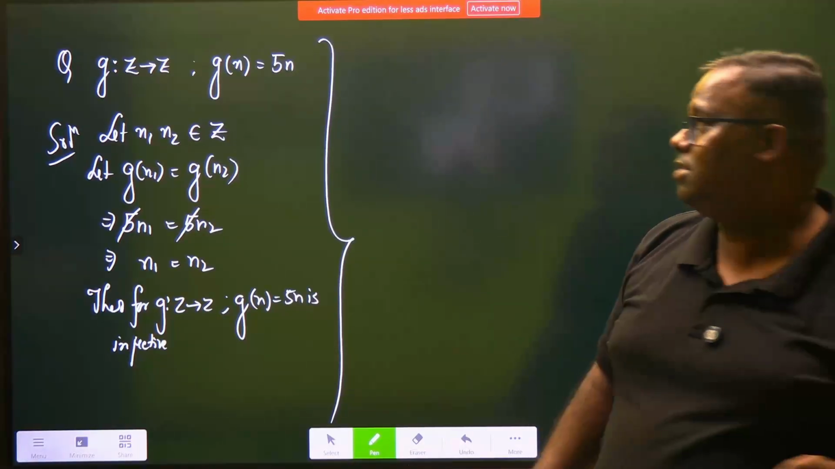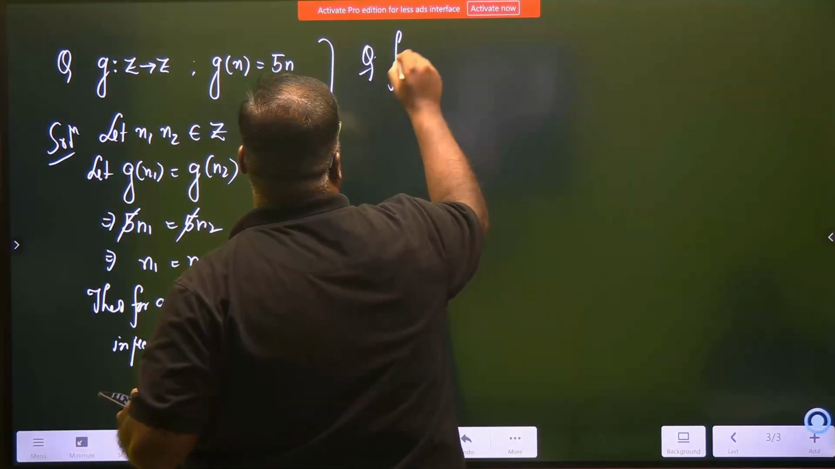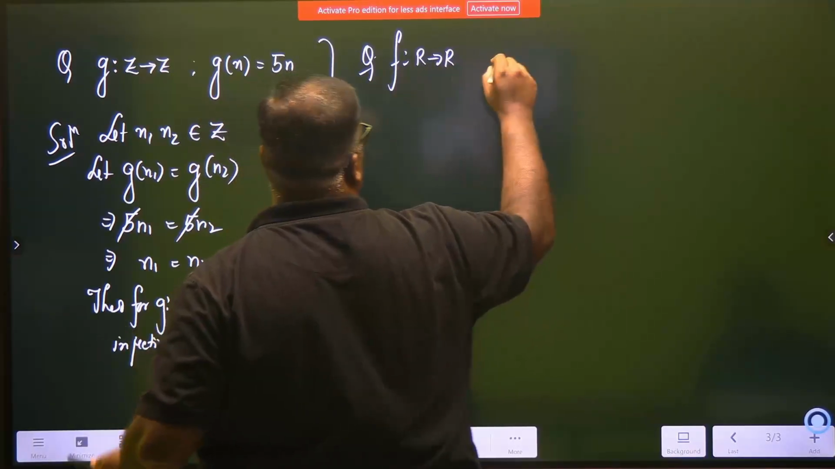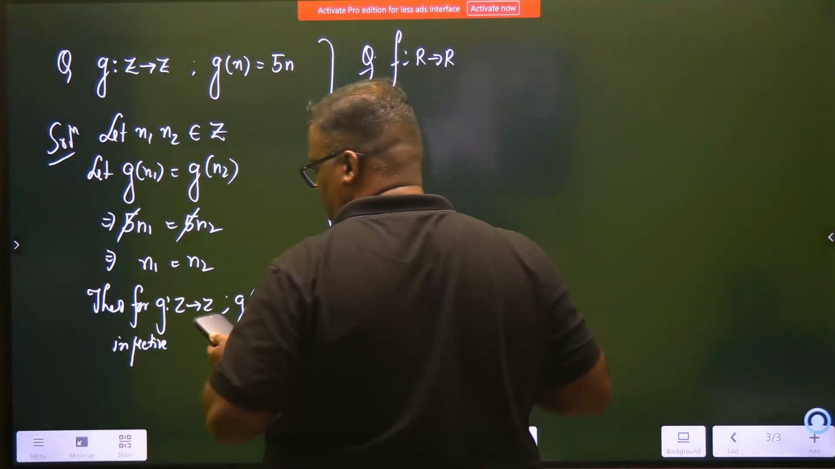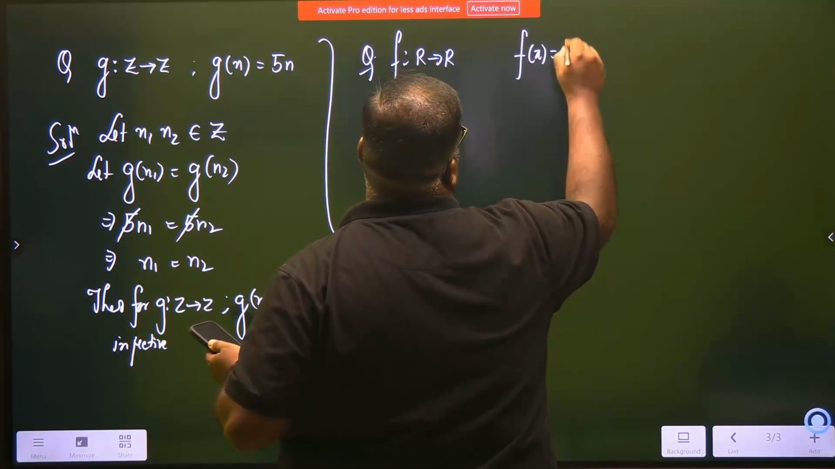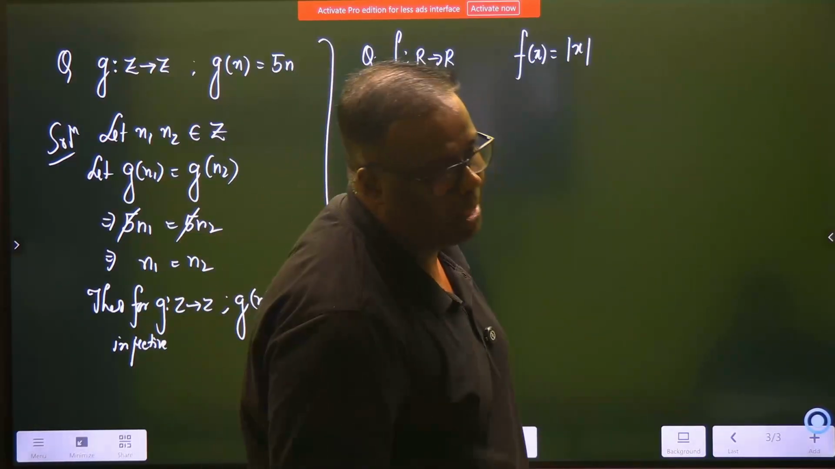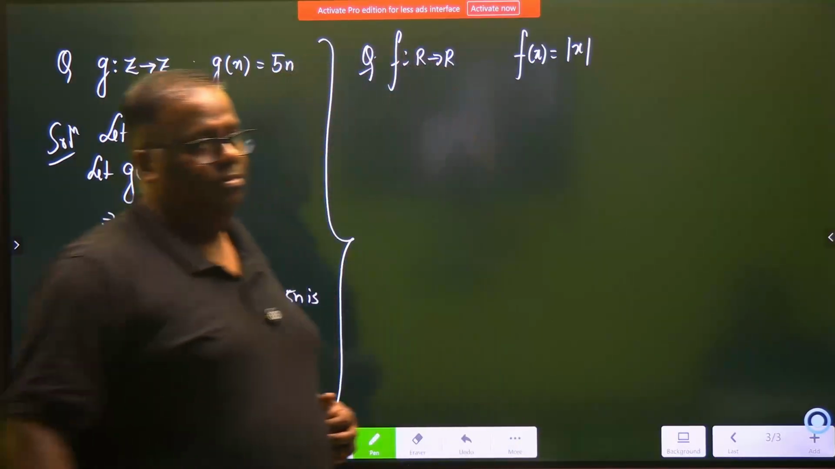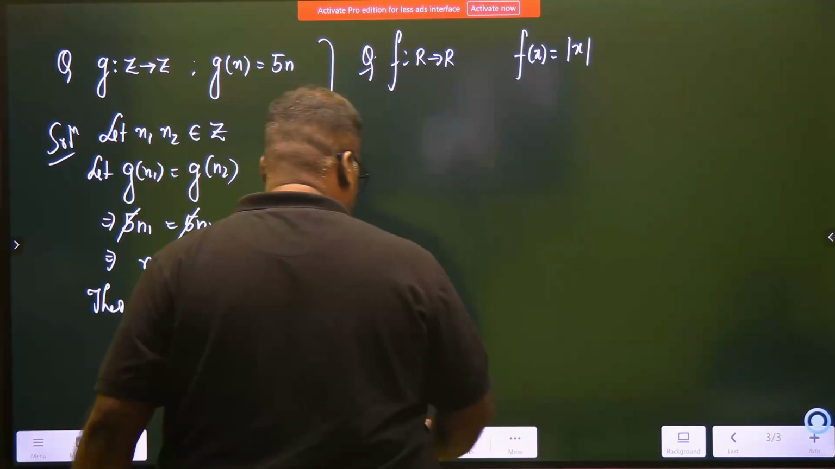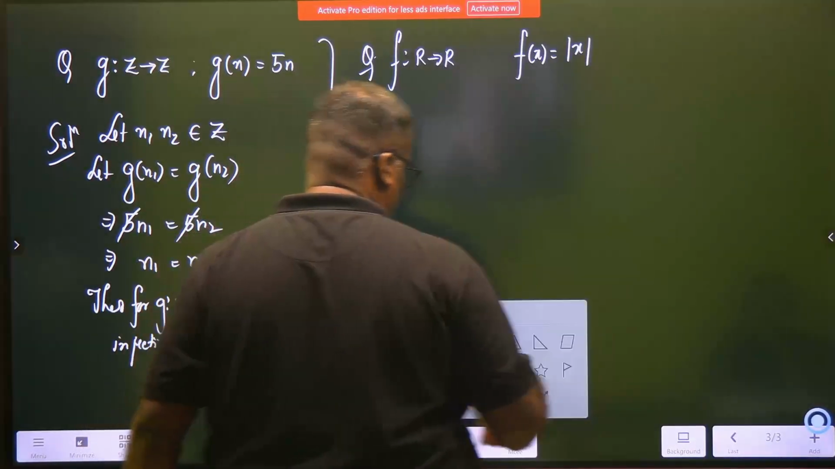Okay, our next one. Next one is a little bit different. We have a question which says, f is a function that maps from R to R, real number to real number. And the function is given by f of x is equal to mod of x. Now we have to understand the modulus function first, okay? Mod of x. Before proceeding, let's understand this particular function first, which is the mod function.